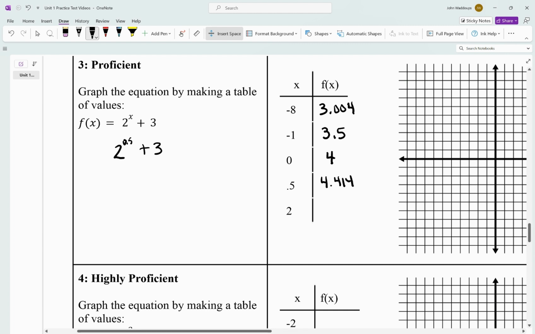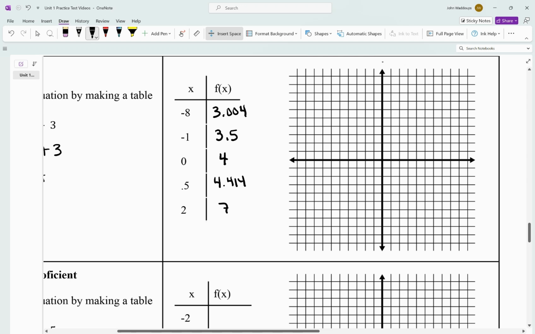And then finally, what happens if x is 2? Well, I go back over here, and I take 2 raised to the 2 power, and you can probably figure that one out. 2 to the second power is 2 times 2. 2 times 2 is 4, plus 3 would be 7. And so here we've got 7. And now we can graph this and see what happens.